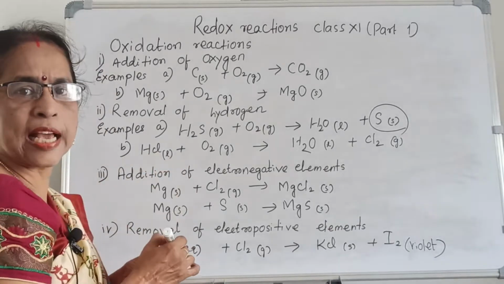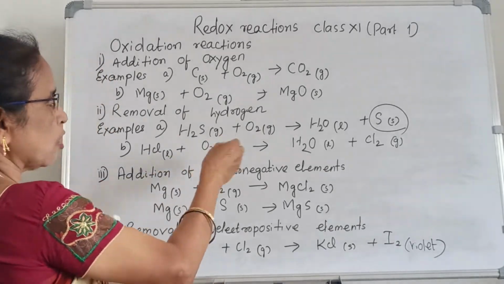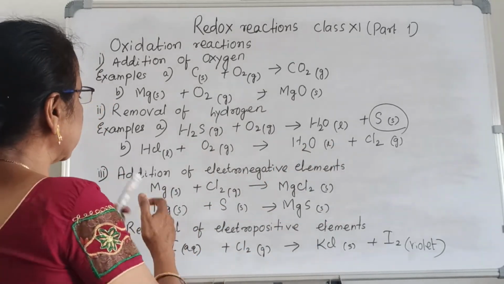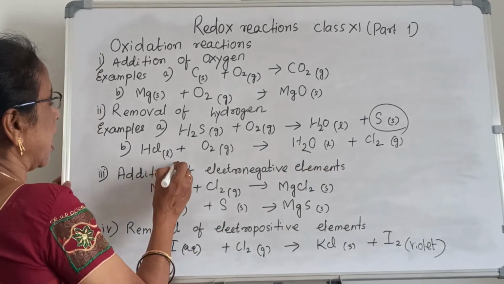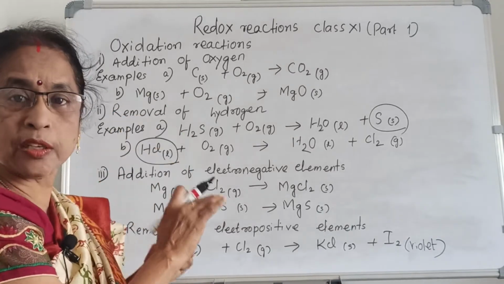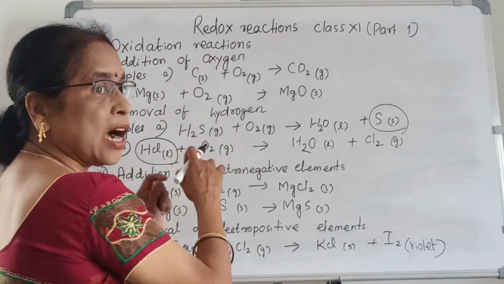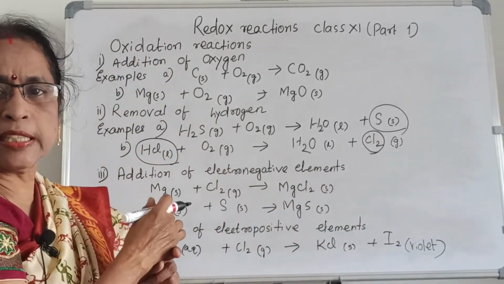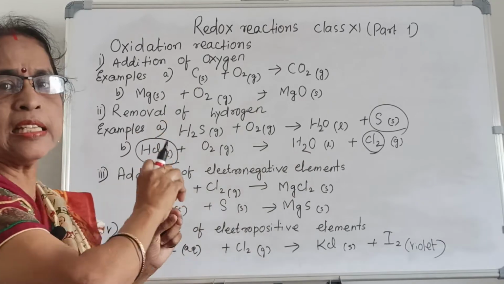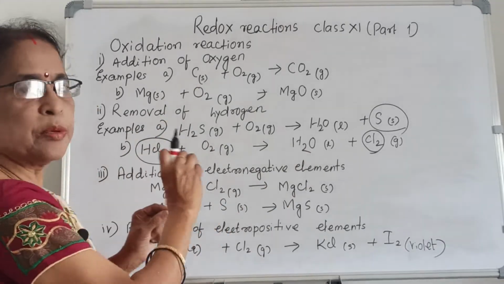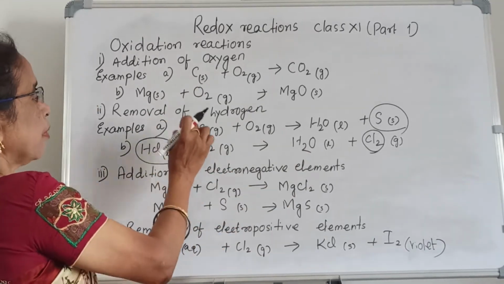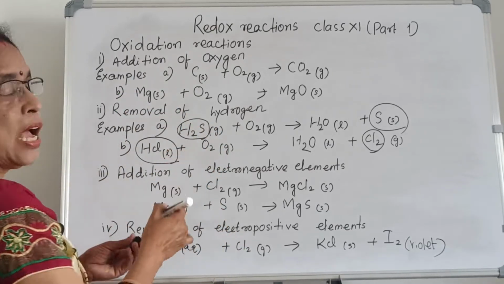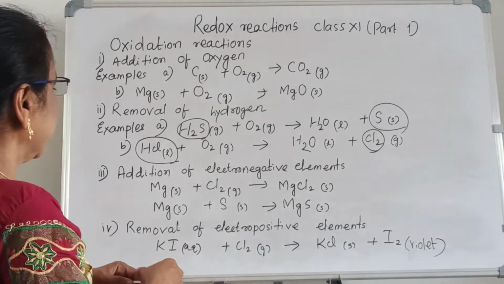Similarly, hydrochloric acid, when oxygen is passed through it, gives water and chlorine gas. Now you can see hydrogen chloride, that is hydrochloric acid, contains hydrogen. But after the reaction, hydrogen is removed and it changes to chlorine. So hydrogen is removed from HCl, and from hydrogen sulfide. That is why both are examples of oxidation reaction.